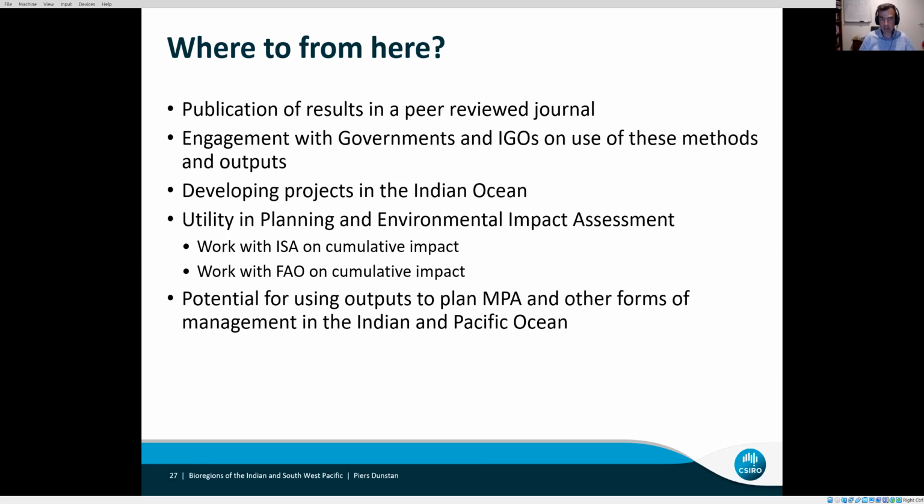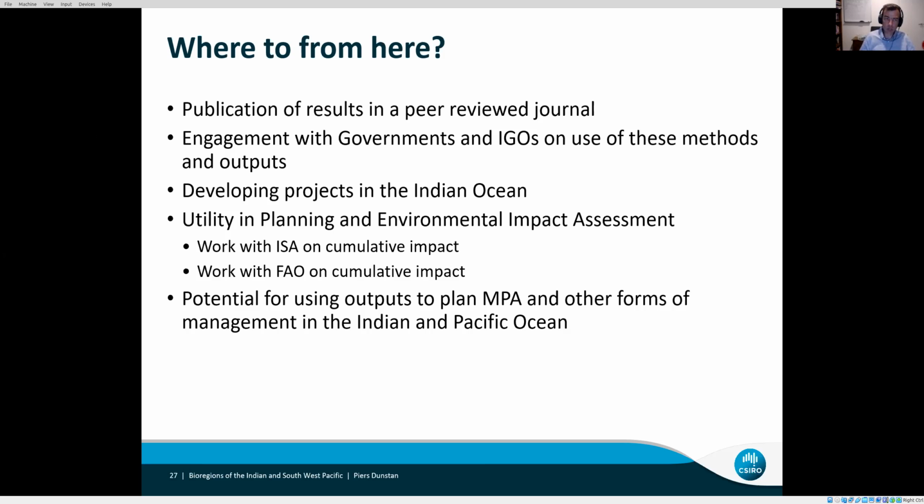We're working on the development of a number of projects in the Indian Ocean that will use the outputs of this work and also the qualitative models to begin both an ecosystem approach to management, thinking about protected areas, and also thinking about how we might manage other sorts of activities that are occurring. The work actually has a lot of utility in planning and in environmental impact assessments.